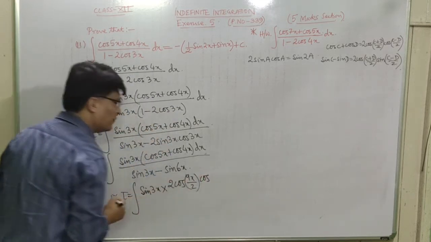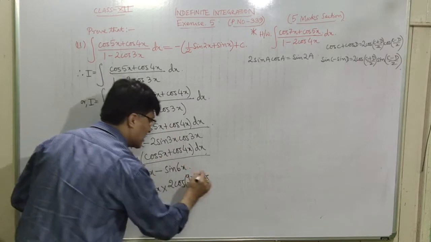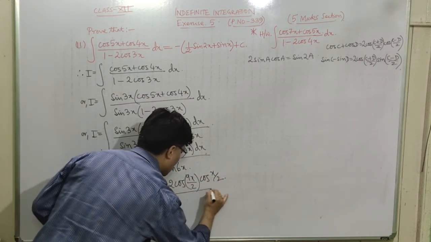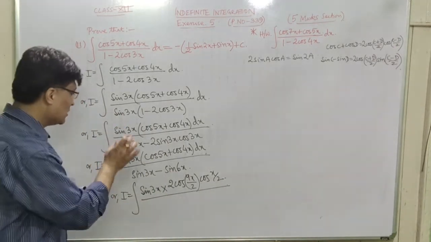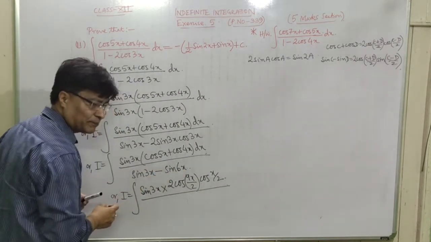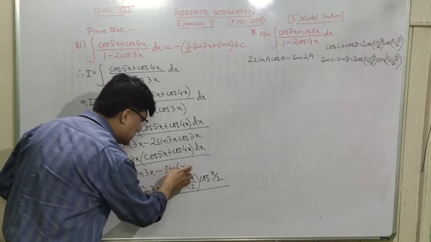Then cos of C minus D. What is C minus D? 5x minus 4x. That is x by 2. This is your x by 2. Whole divided by. What do we write now? This is sin C. C here is 3x and D here is 6x. Sin C, C is 3x, minus sin D, 6x.